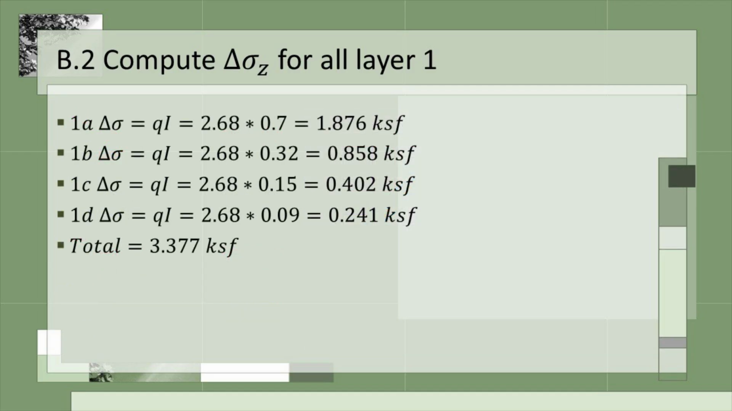Using the net footing pressure along with the influence factors determined for each sublayer, I calculated the vertical stress increase within layer 1. As expected, the stress contribution from the footing gradually decreases with depth, since the applied load dissipates as it spreads through the soil. The calculated stress increases range from a maximum of 1.876 KSF in the uppermost sublayer to 0.241 KSF in the lowest sublayer. When combined, these values result in a total stress increase of 3.377 KSF across layer 1.